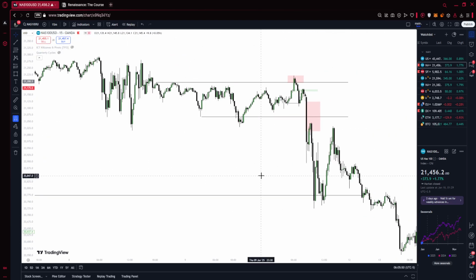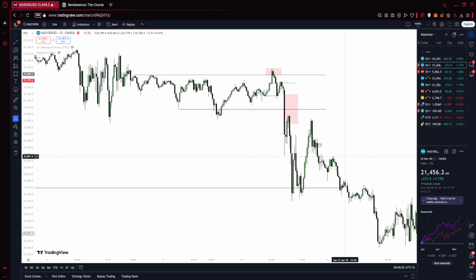Do you always need an SMT? No. This is as simple as it gets. Find liquidity, wait for it to get swept, wait for a confluence. It's better if the confluence is a CISD, and then take the trade.